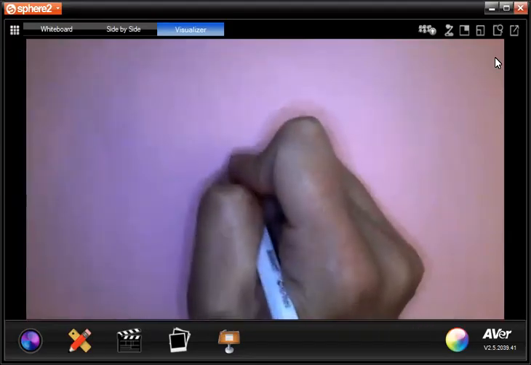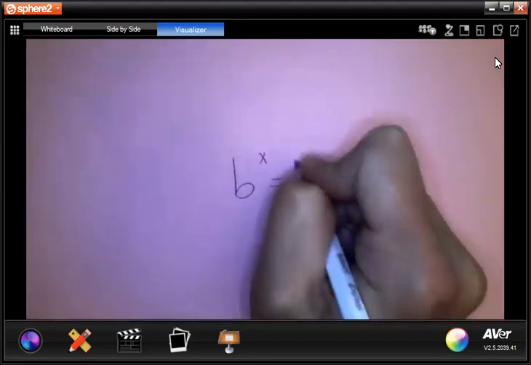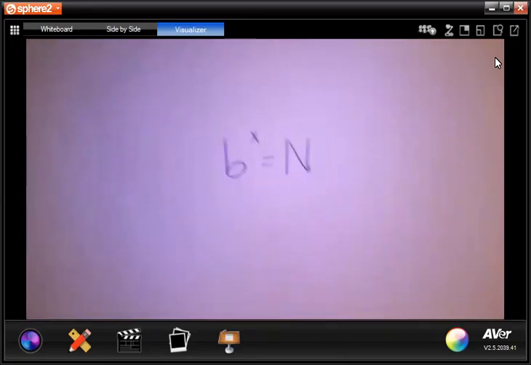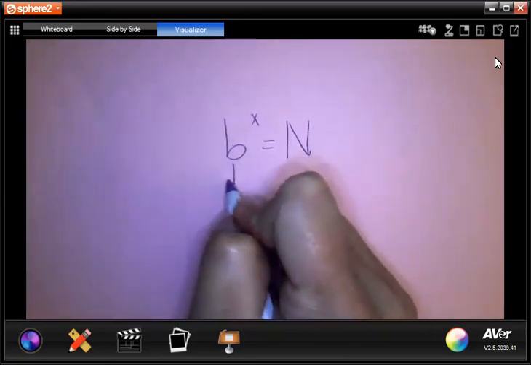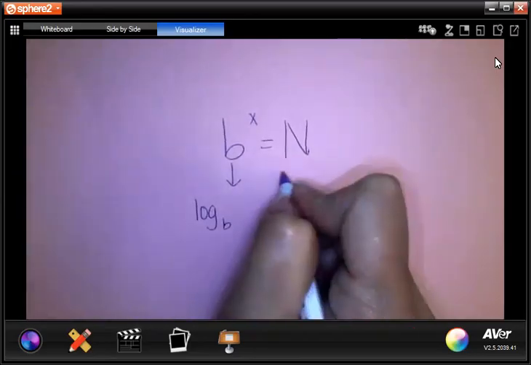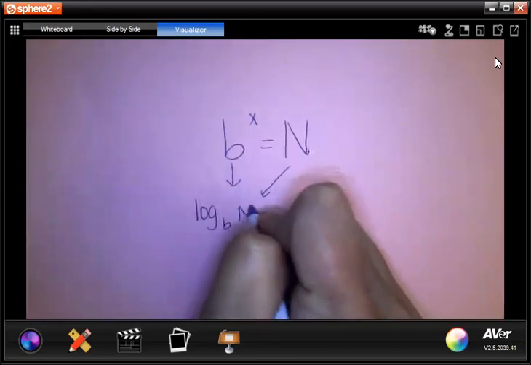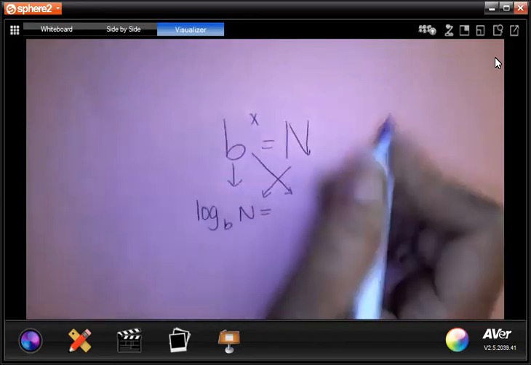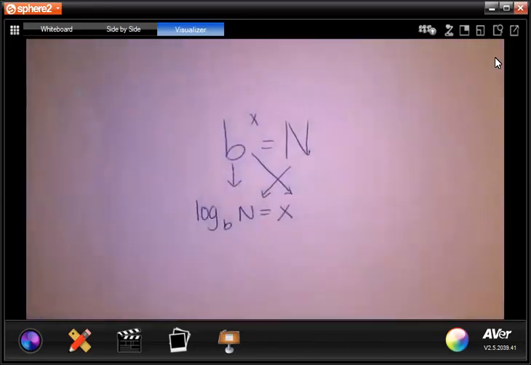All right, in order to go through our log lesson today, we are going to recall how to convert from an exponential to a log. So we said if we had an exponential, such as this one here, b to the x is equal to n. In order to convert this to a log, we drop the base. So we get log with a base of b, and then the n becomes the argument, and the x, which is my exponent, is free to become the answer.